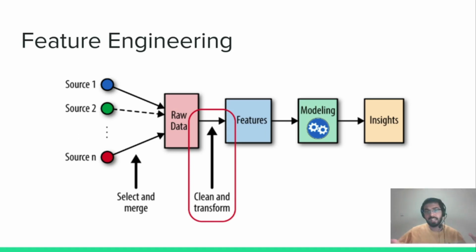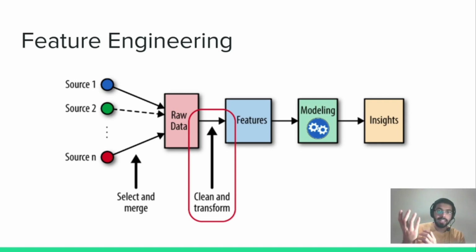That is the entire end-to-end pipeline, and feature engineering sits right in the place between your raw data and the features. Essentially, the process of converting your raw data into features is called feature engineering, and you do that in a multitude of ways. Here it says clean and transform, but there are a lot of different things that you do to be able to create those features that are useful for a task that you want to perform.